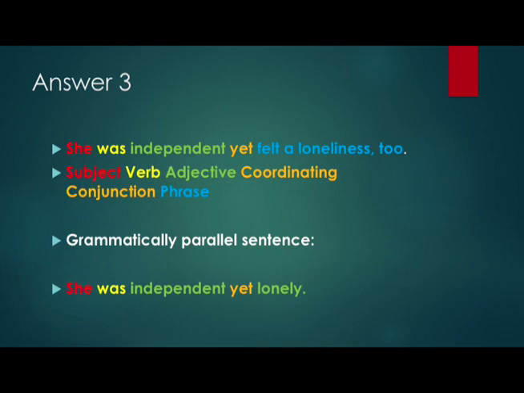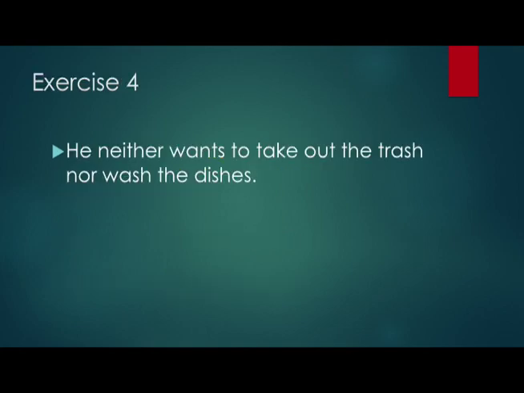That is changing the meaning slightly, because if we say she was independent yet lonely too, that implies that we're comparing her to someone else who's also independent and lonely, which we're not trying to do here. All we're trying to say is she was independent yet lonely. Okay? So make sure you eliminate all unnecessary language to make it truly as parallel and as clear as it can be. Exercise 4. He neither wants to take out the trash nor wash the dishes.